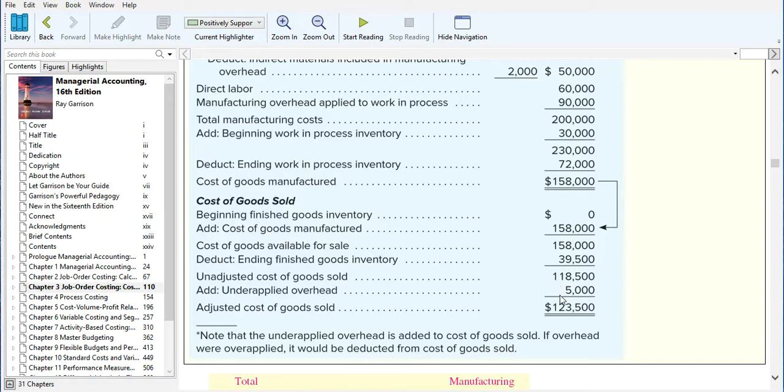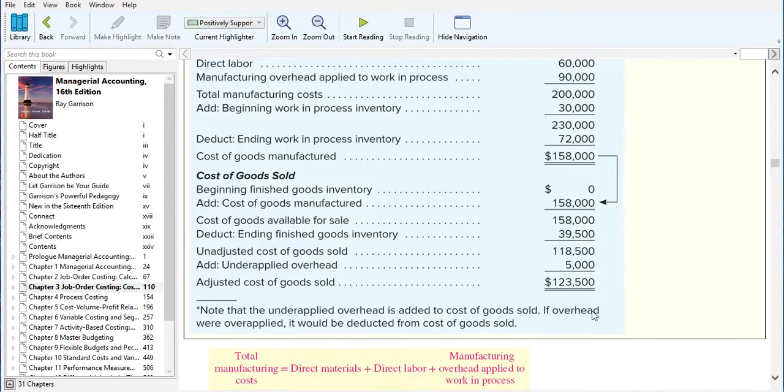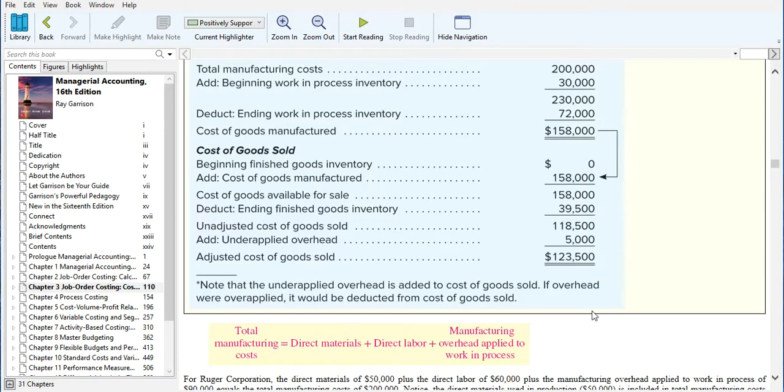Now remember when we were looking at those T accounts and the charts that show the flow of costs, we had a $5,000 balance in manufacturing overhead. That's an underapplied overhead amount. That means we need to add that overhead into the cost of the product here. And so we're going to do that adjustment in the cost of goods sold statement. So actually, our calculated cost of goods sold was $118,500, but the actual amount is going to be adjusted to be $123,500. So the overapplied overhead is added in here.